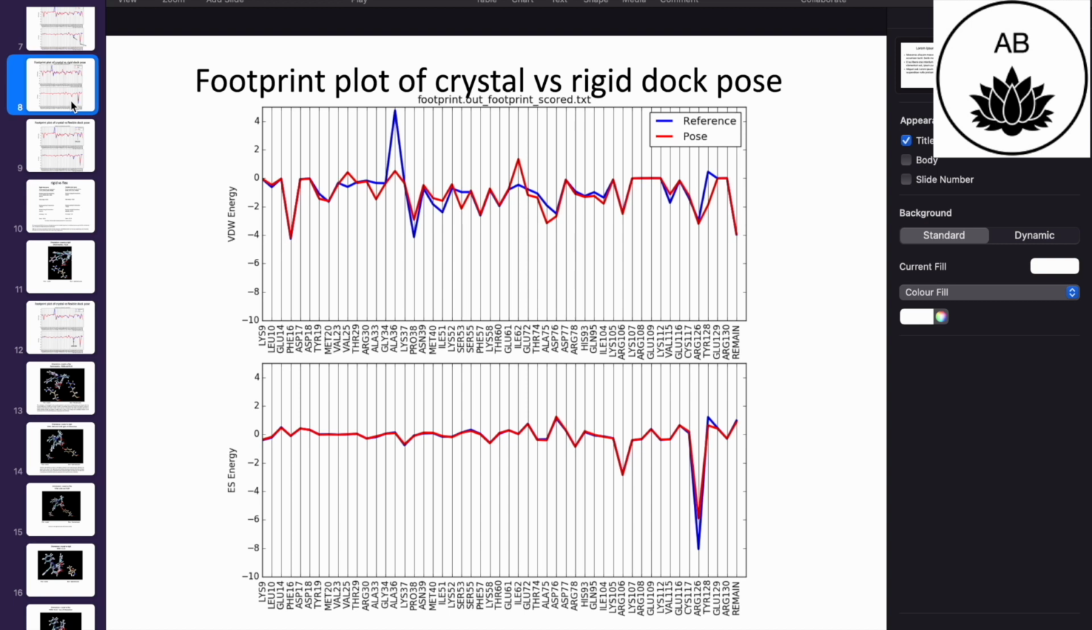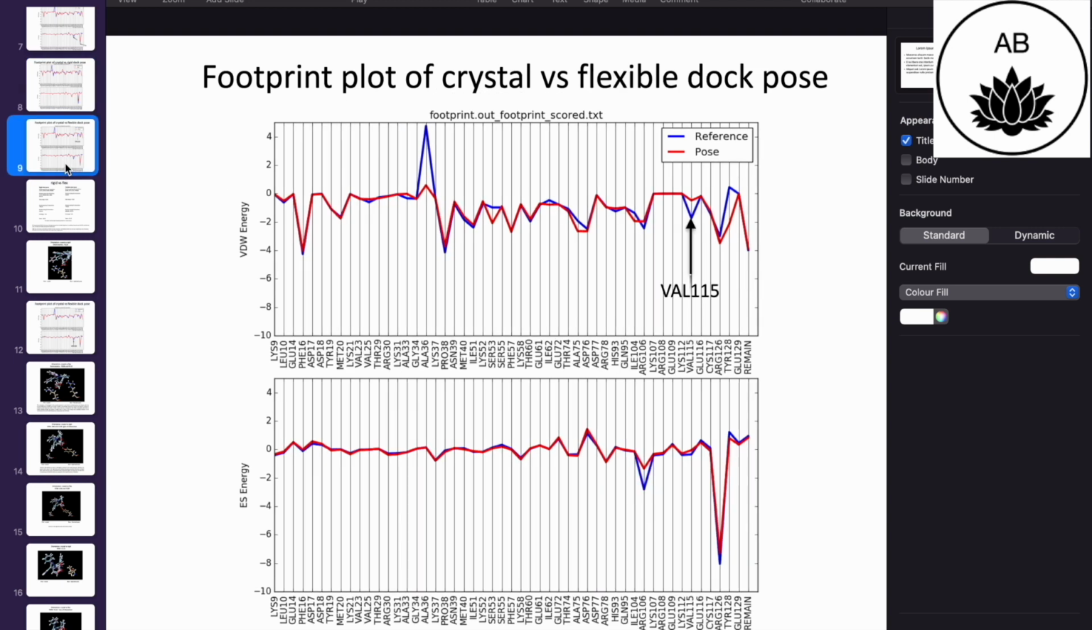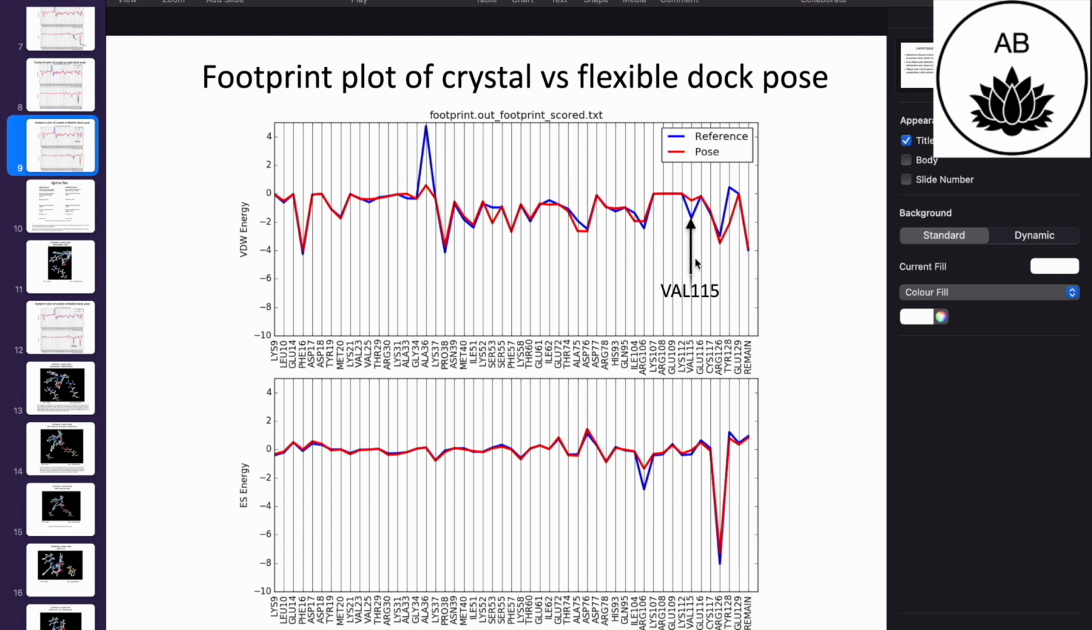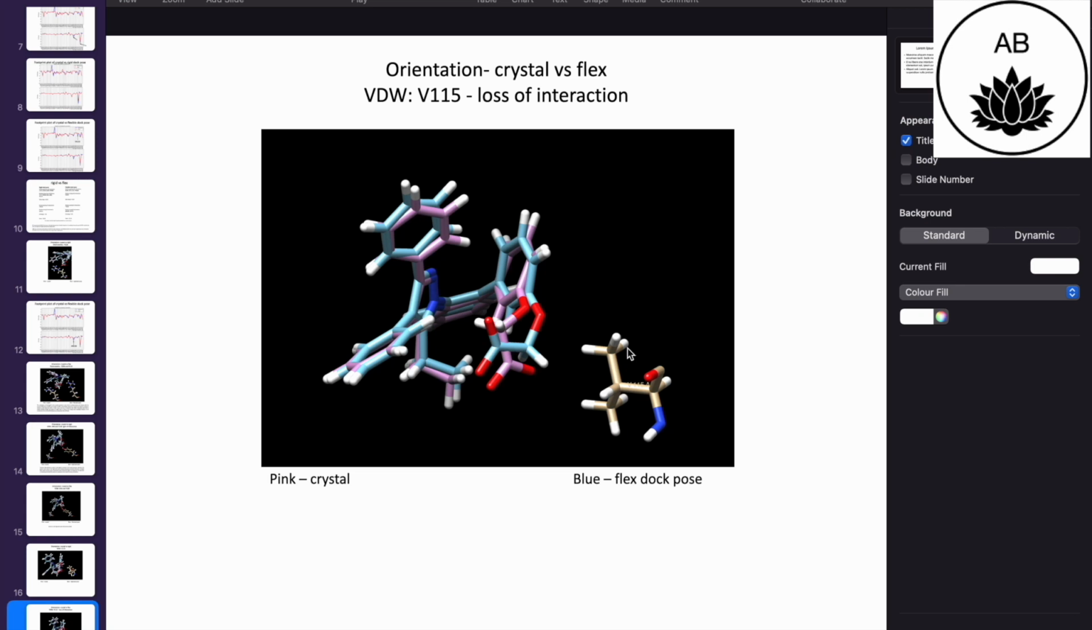Here, if you notice the plot above, the van der Waals energy plot of the rigid docked pose, and compare it with the van der Waals energy plot of the flexible docked pose, there's much more variation when it comes to valine 115. So what's going on? The docked pose has moved much closer, sort of like jutting out. So the van der Waals clashes are increasing, which is why for valine 115 you see that the docked pose, the red line, has higher energy. It is less stable because it is moving much closer to valine 115.